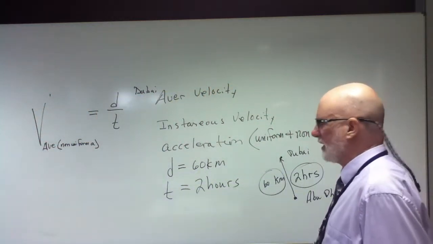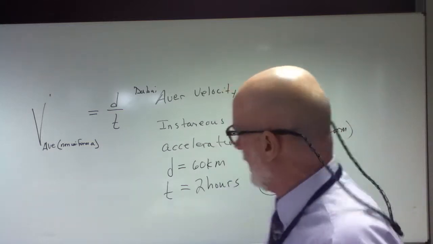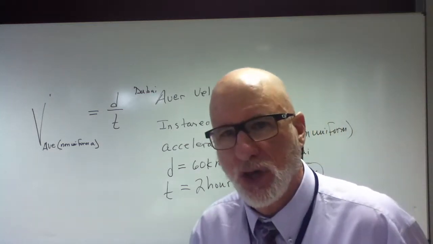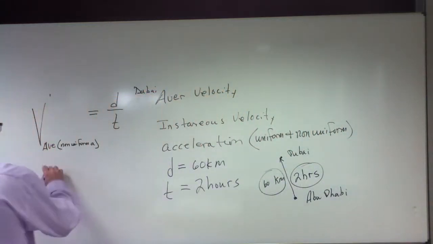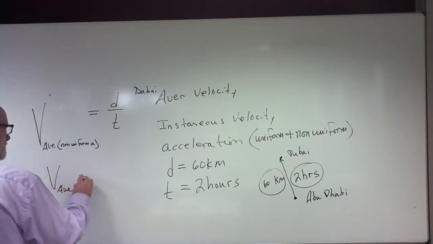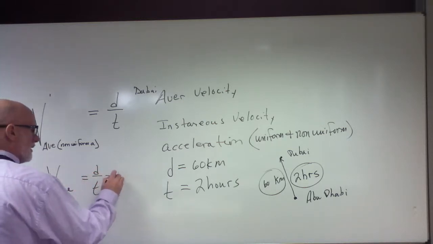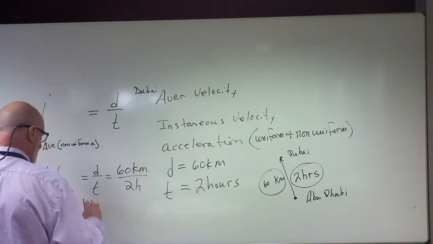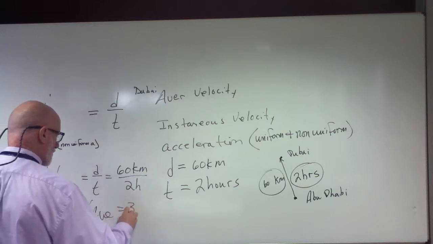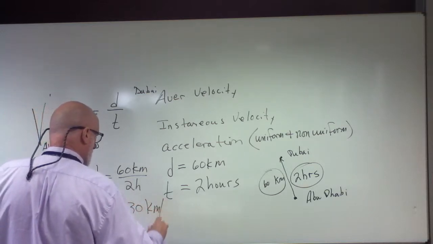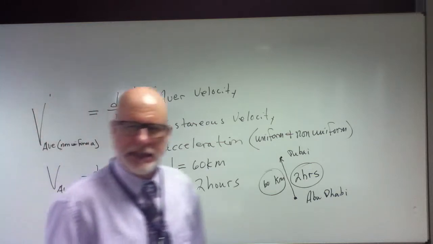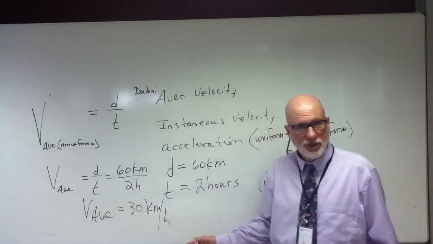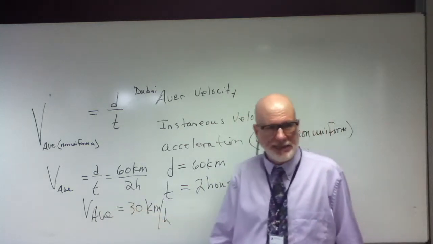So what was my average velocity going to Dubai? Take out your calculator, if you need one, and tell me. Yes, 30 kilometers per hour. So V average equals d over t equals 60 kilometers over 2 hours. So V average equals 30 kilometers per hour. Not realistic numbers, but okay, fair enough. Do you understand that?